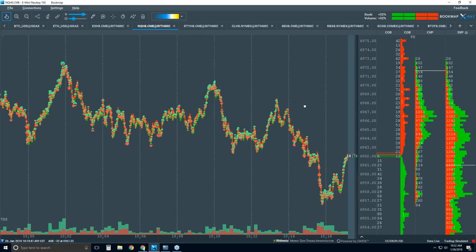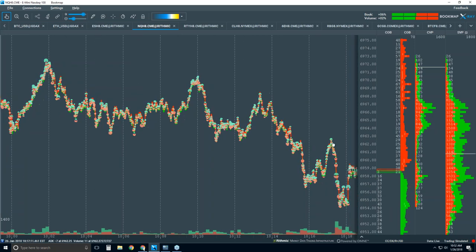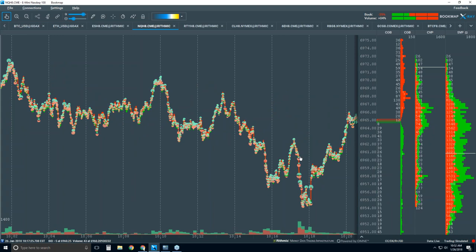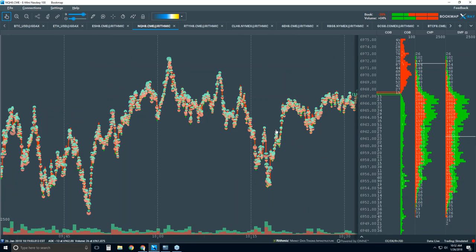So ultimately, we see the sellers start to take control. We start to see some nice clusters of volume down here. We break the low, and then we break it pretty quickly here. Buyers step right back in, but just not enough at this point. Sellers take it down lower again. And you can see all sorts of things going on here.